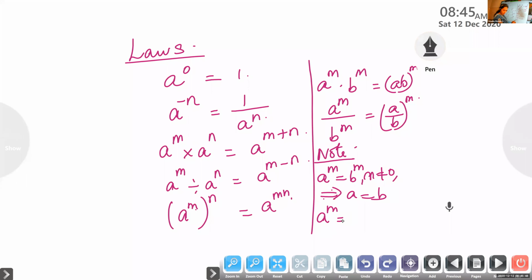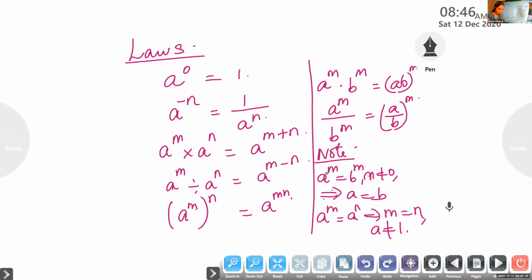a raised to m is equal to a raised to n implies m is equal to n, provided a is not equal to 1. Provided the base is not equal to 1. Whenever we say the power is not equal to 0, and when we say the base is not equal to 1, when we equate, because 1 raised to 100 and 1 raised to 1000 are same, isn't it? So can we say 100 is equal to 1000? No. So this rule holds true only if the base is not equal to 1.